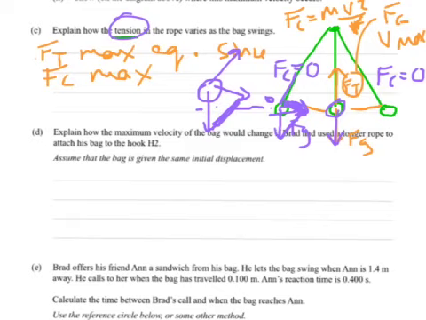Moving on. D. Explain how the maximum velocity of the bag would change if Brad had used a longer rope to attach his bag to the hook H2, and we're assuming that the bag is given the same initial displacement. So L is increasing, and we want to know how Vmax changes.